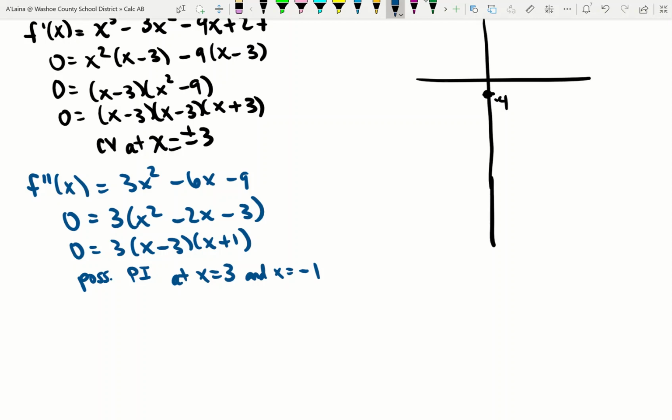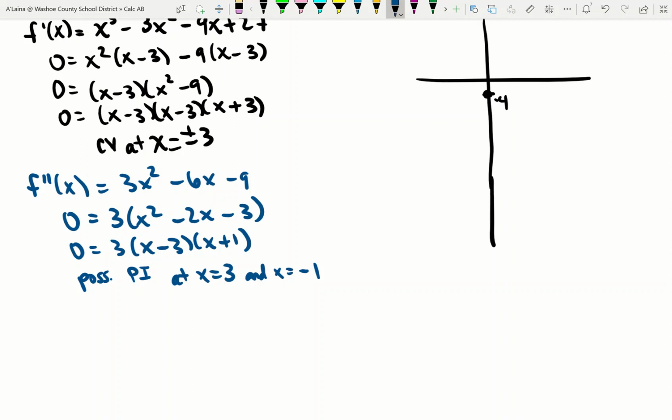For a critical value to be a relative extrema and a point of inflection at the same time. Most commonly, it will be one and not the other. And so you'll probably see a sign change for one of those, either the first derivative or the second derivative, but probably not both when x is positive 3.